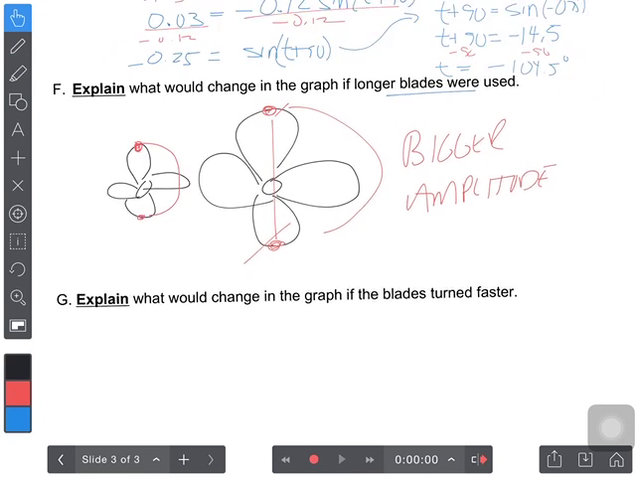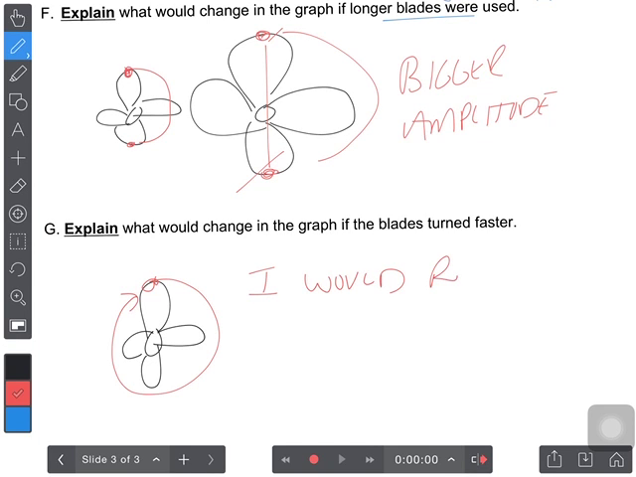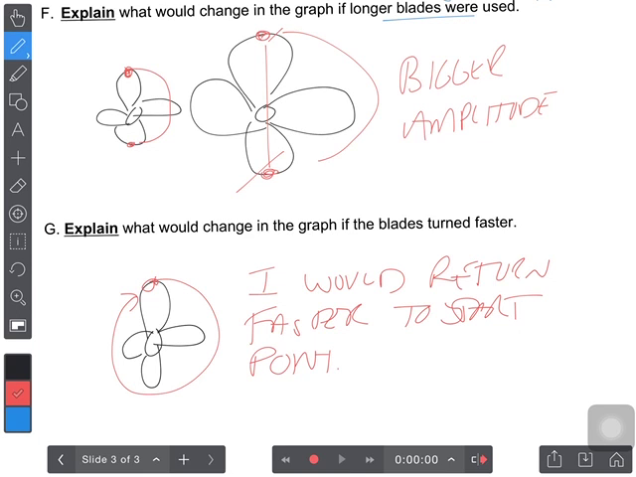And what happens if the blades turn faster? If our blades rotate faster, that means that from here to return all the way back, it would return faster. It would turn faster to the start point. So the time it takes means we have a shorter period. Alright, so the period would be shorter.